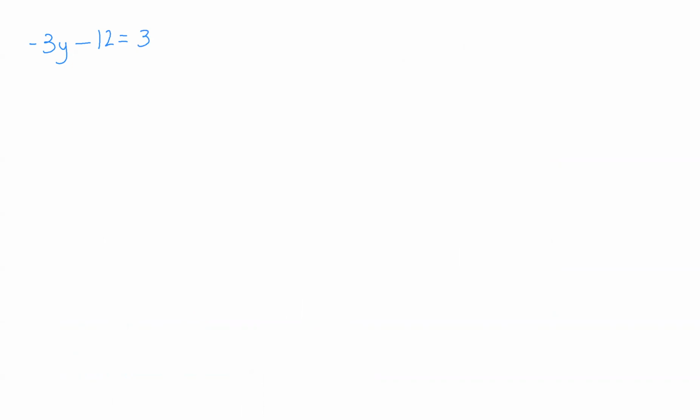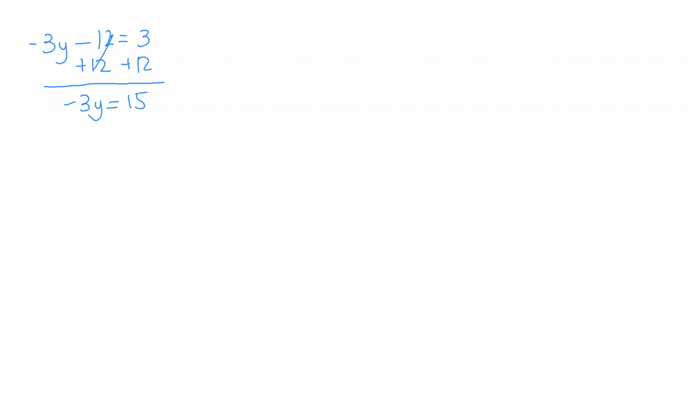So just like before, we want to solve the equation for the variable that we do have. We do have a y. So let's solve for y. First thing I want to do is isolate the y term. So I need to add 12 to both sides. Those cancel. That leaves me with negative 3y equals 15.